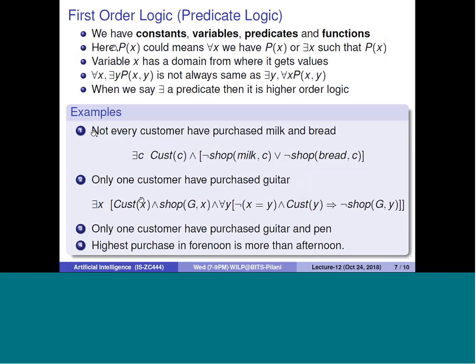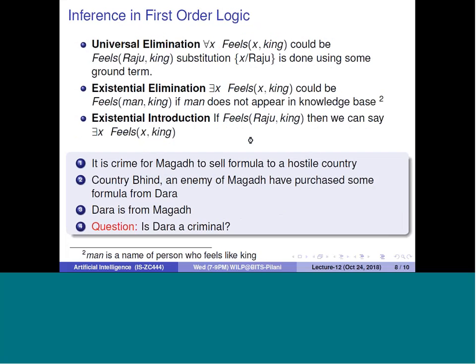So we have discussed first order logic, how it is more expressive and therefore can explain more things. Now we are going to see how we can find inference in first order logic. To do the inference, there are three techniques that you can introduce at some later point whenever required, such as universal elimination. Sometimes if somebody is writing for every x, x feels like a king, you can write that Raju feels like a king.